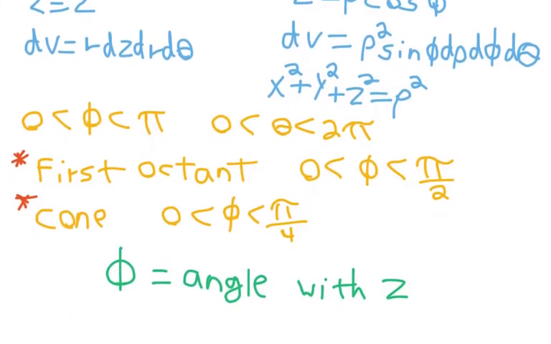Now generally, if we're not given any information, we know that for a circle, we're always taking theta from 0 to 2 pi. But for phi, we're going to take it from 0 to pi. If we are told that we are in the first octant, we are going to take phi from 0 to pi over 2. And if we are told that it is a cone, we are going to take phi from 0 to pi over 4. Phi again being the angle with z.